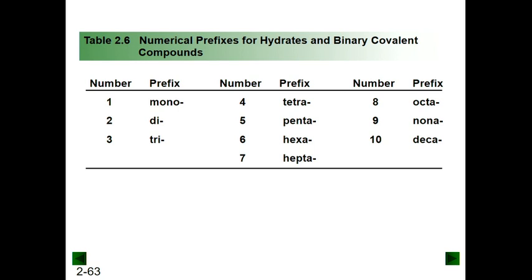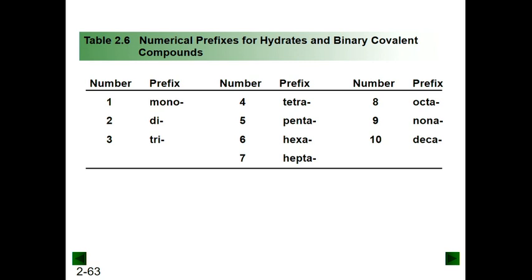Then after, we have the numerical prefixes for hydrates and binary covalent compounds. In this case, we have the denomination mono, di, tri, tetra, penta, hexa, hepta, depending on how many you have. So remember, the hydrates are just molecular formulas that can be crystallized with water. We call it water of crystallization. And you have problems about crystallization water hydration in your homework. So that happens with many salts. So you can have many salts like hydrated.